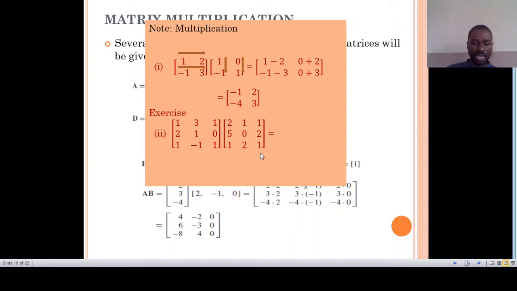As I said earlier, if you want to get the result for this matrix multiplication, you are going to take the rows from the first matrix to multiply the columns. It means you are going to take 1, 3, 1 to multiply 2, 5, 1. After that, you are going to take 2, 1, 0 to multiply 1, 0, 2. After that, you are going to take 1, minus 1, 1 to multiply 1, 2, 1. Then you get your result. Please do it and post your result to me. Let me see who gets the answer.